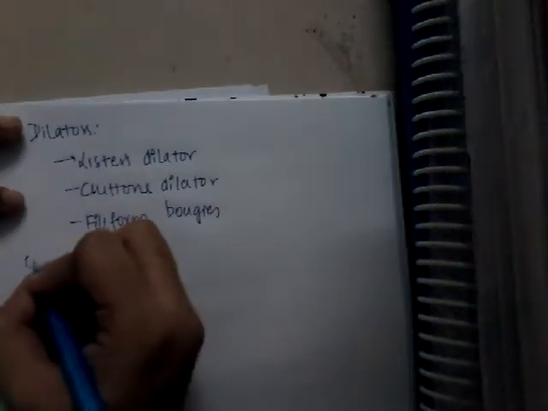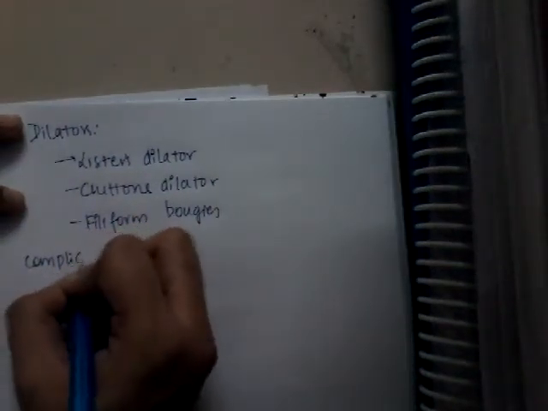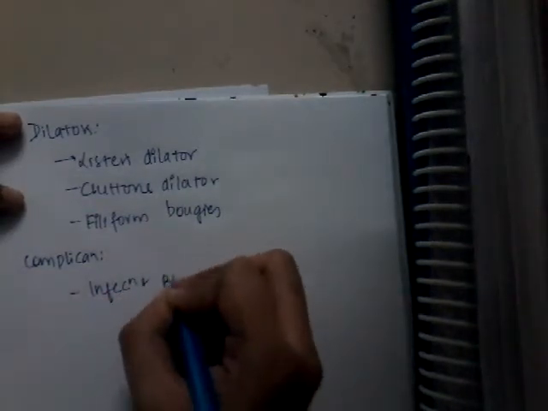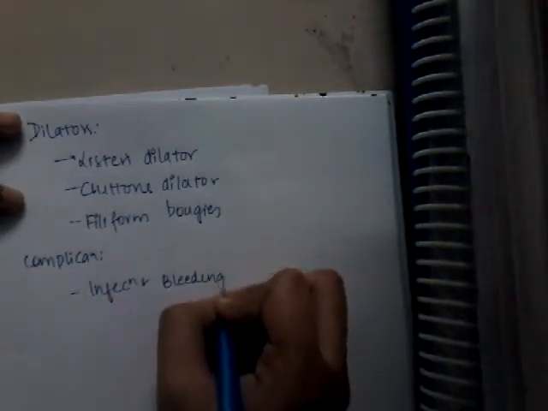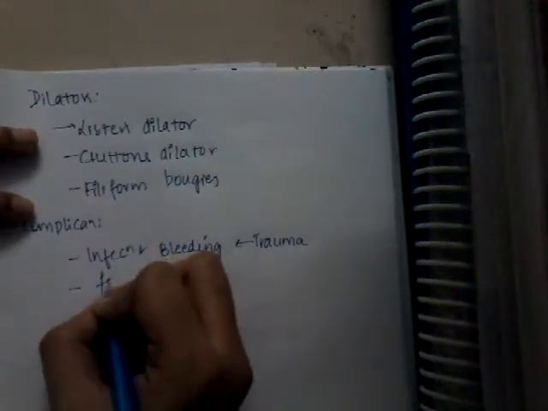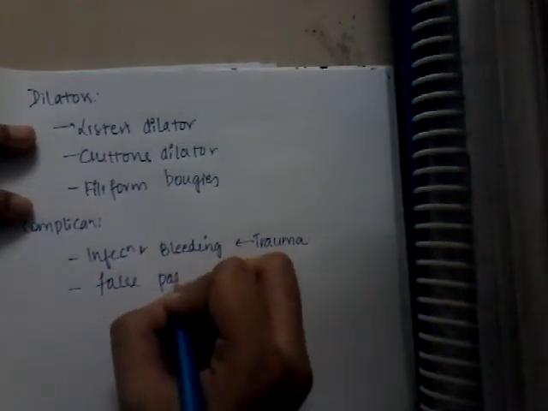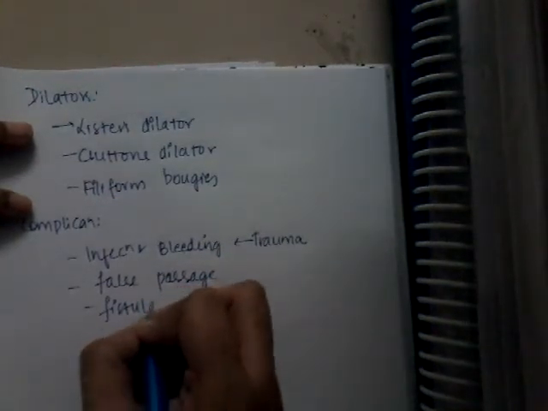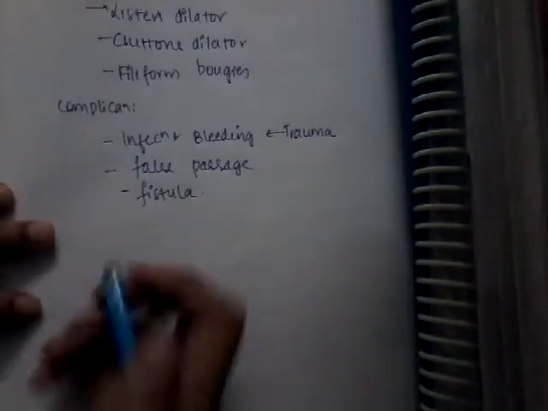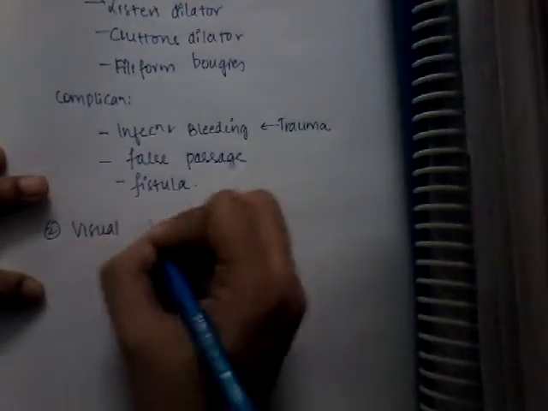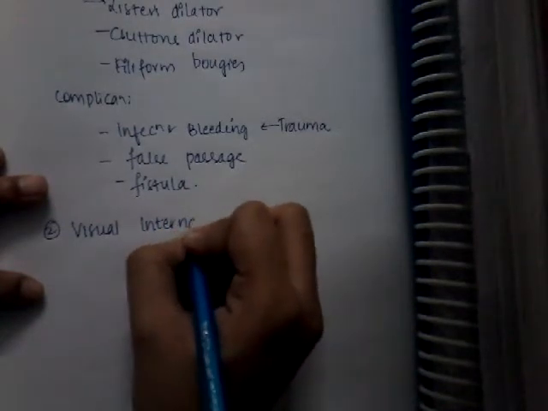Okay, so what are the complications of dilators? First, infection and bleeding may occur. Why? Because these dilators may cause trauma. That trauma leads to infection and bleeding, and there may be false passage formation, and sometimes there may be rupture leading to fistula formation.